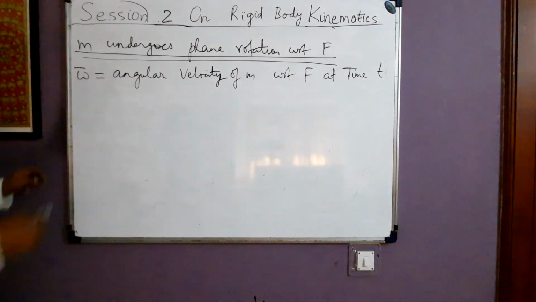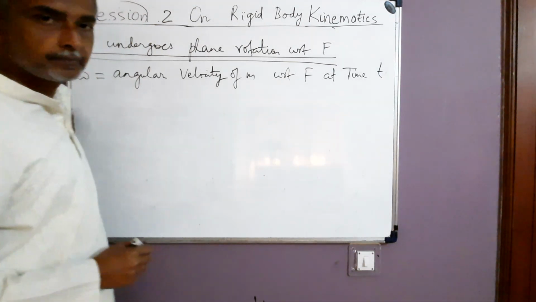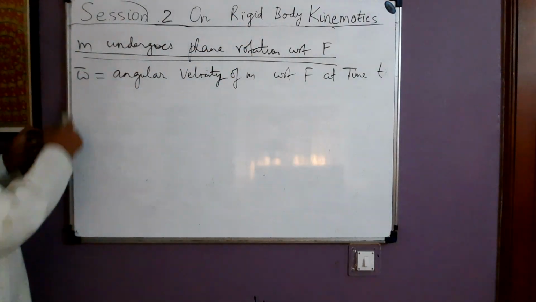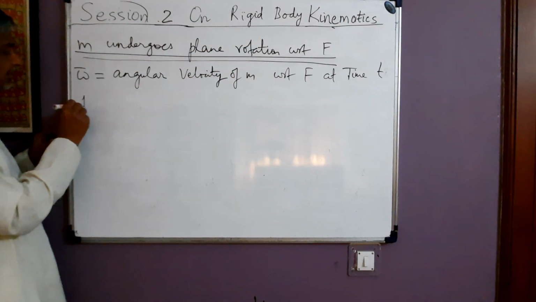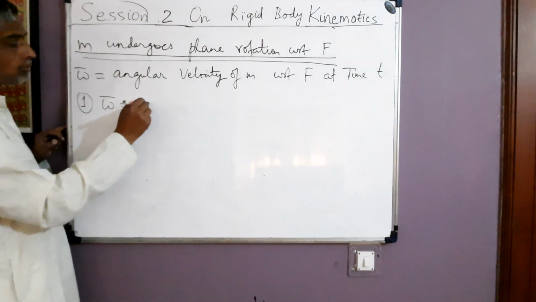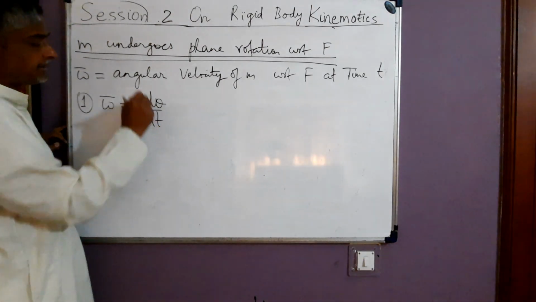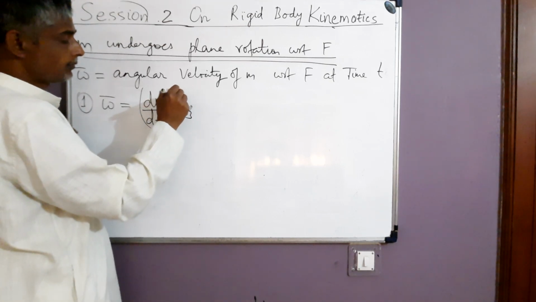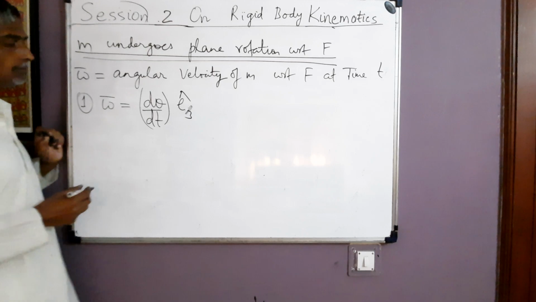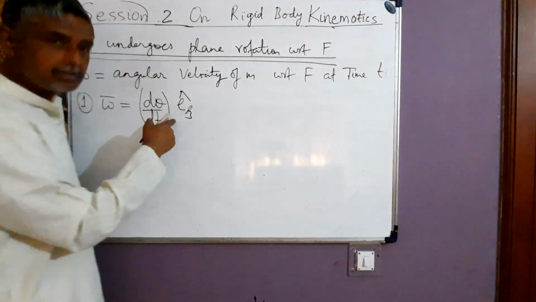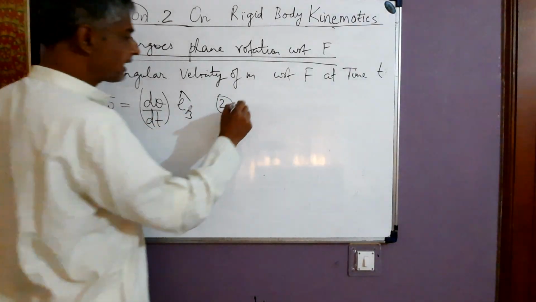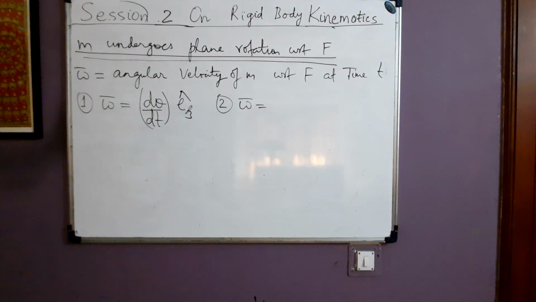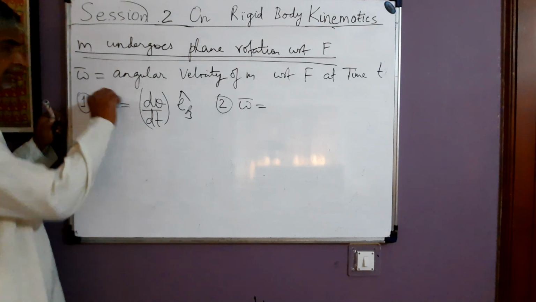Alright. So now omega can be expressed in two different ways. There are two different expressions for omega. Now what are the two expressions? First expression is this: omega is equal to d theta by dt into E3 hat. And second, omega is equal to, as this, I will just remove this E3 hat.